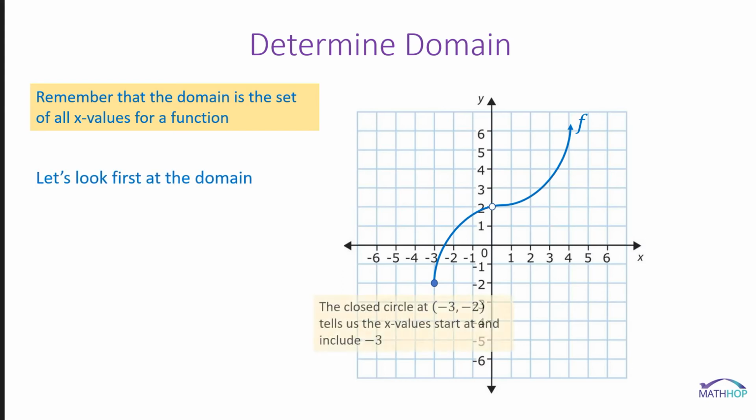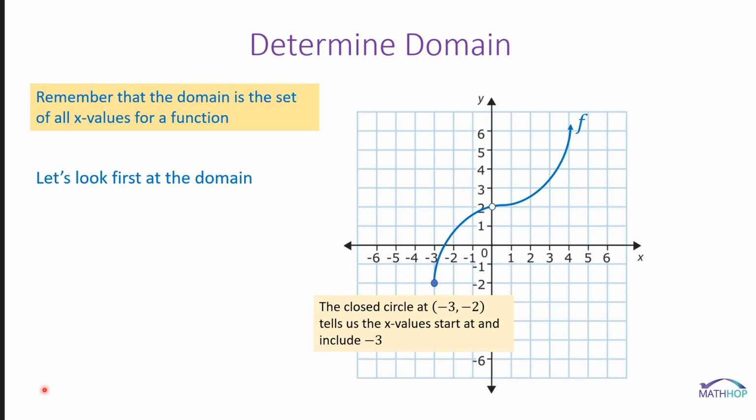All right, when we do that, this closed circle, this value at -3, -2, tells us that the x values start at and include -3. As I'm traveling from negative infinity, there's no arrowhead telling me this is going to get wider and wider and wider. It starts right here at -3. So my domain, the lowest value in my domain is -3.